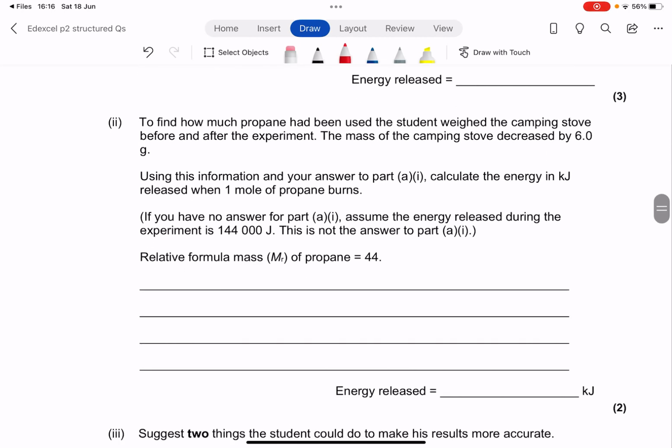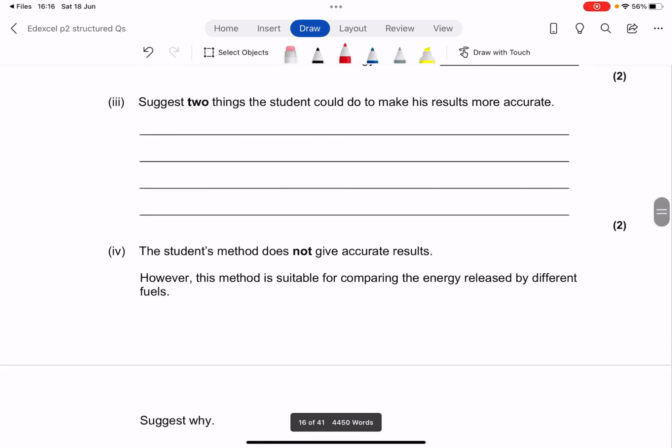To find out how much propane has been used, before and after the mass decrease... okay, this part you're not expected to know, they're not going to ask you this.